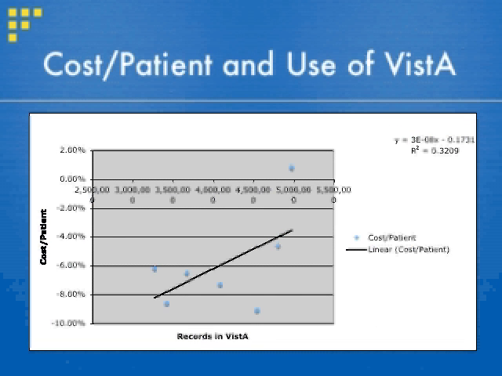The final graph represents the relationship between the use of VISTA and the cost index per patient. The correlation is 0.57, which is somewhat significant but considerably less than the correlations of the other scatter plots.